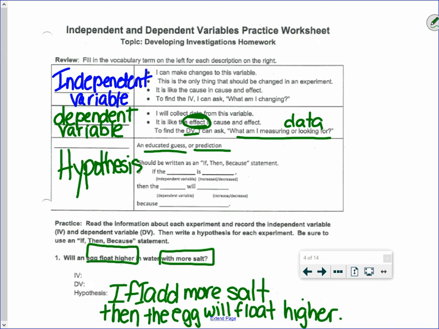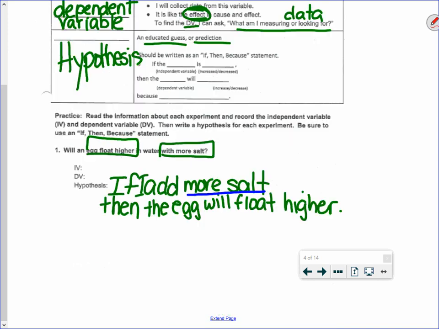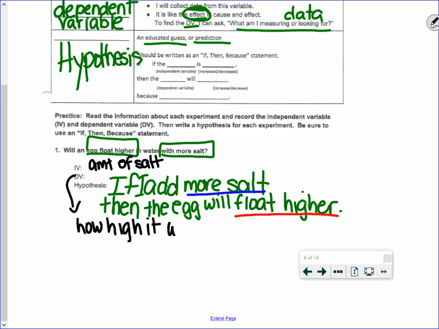I'm not saying it because it's a lot of work. Okay, if I add more salt. Salt is what I'm changing. What am I measuring? How high it will float. So that means my independent variable, my IV, is the amount of salt. That's what I have the power to change. My dependent variable is how high it's going to float. You're going to measure how high the egg will float. Good? We understand what's going on?